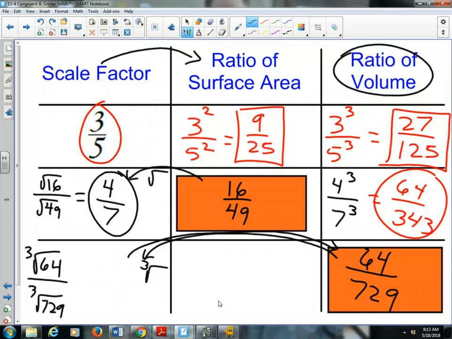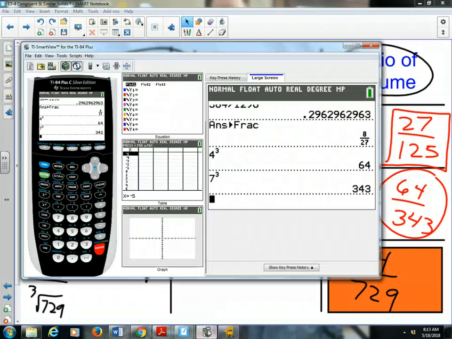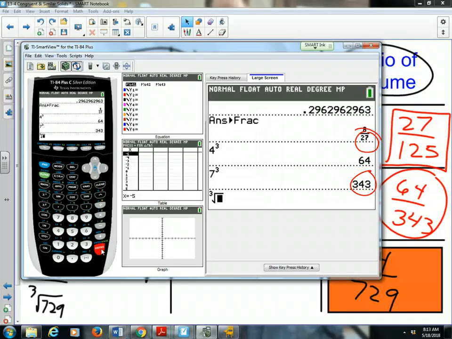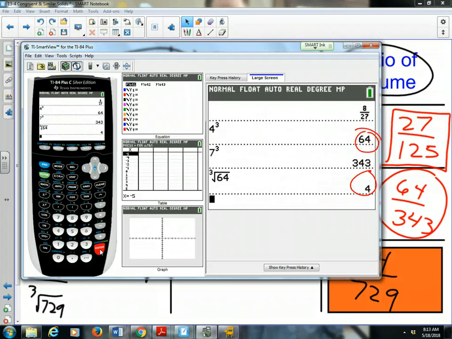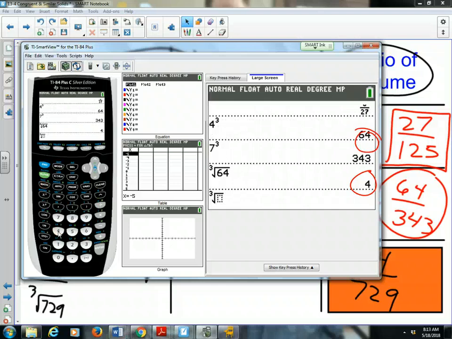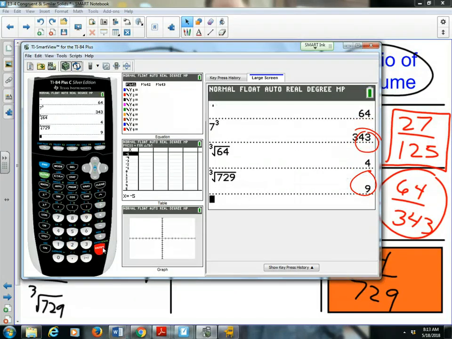So I'll again show you where that is on your calculator. What number times itself 3 times equals 64? That's what the cube root is. So again, you can go math, and then number 4 is the cube root. The cube root of 64 is 4. And then the cube root of 729, we go math, number 4, the cube root of 729 is 9.